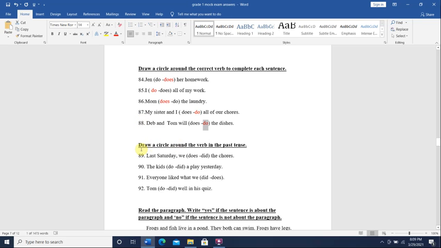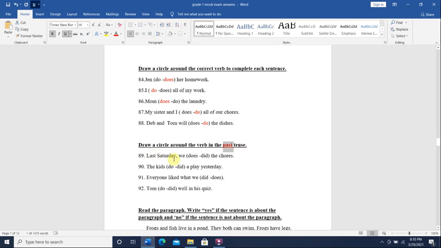It says here, draw a circle around the verb in the past tense. Be careful. Before you answer, you must read the instructions or listen to the person reading the instructions to you. If you're going to answer ahead before the teacher reads, you have to read the instructions. So past tense, that means you will choose the verb for verb do, you will choose did because the verb do in the past tense is did. We only use do and does in the present tense.